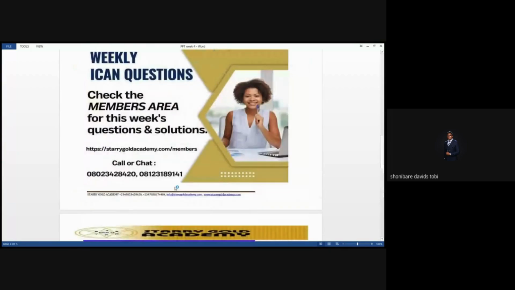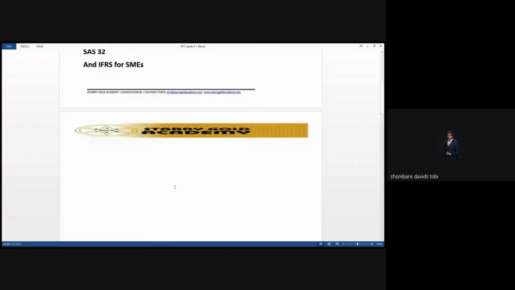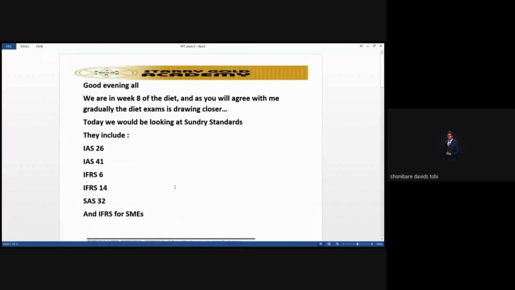All right, back to IS41. So what are some of the examples of agricultural produce? We could have grapevines, we could have oil palms, tea bushes, rubber trees. Those are examples of bearer plants.